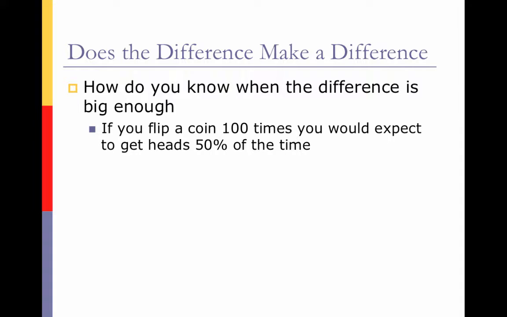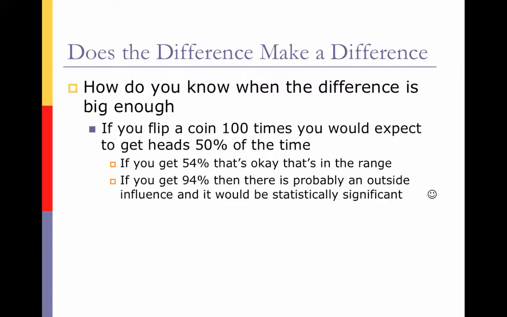Let's take a coin, for example. If you flip a coin 100 times, you would expect to get heads 50% of the time, which means you would end up with 50 heads and 50 tails. If you got 54 heads, that would be okay. That seems to be within the right range. We expect there to be some differences. It doesn't always work out perfectly. However, if you were to flip a coin and 94 of the 100 times that you flipped it, you ended up with a head, you probably had some type of outside influence, and that would be statistically significant. That would be saying, okay, this coin is not fair.